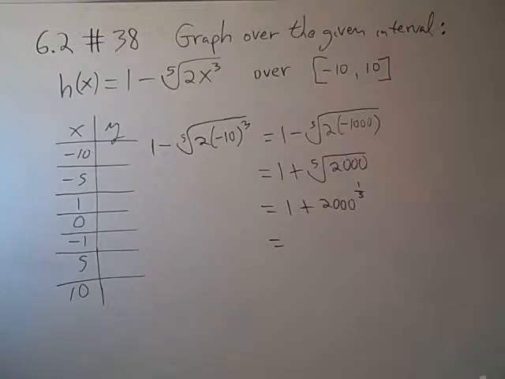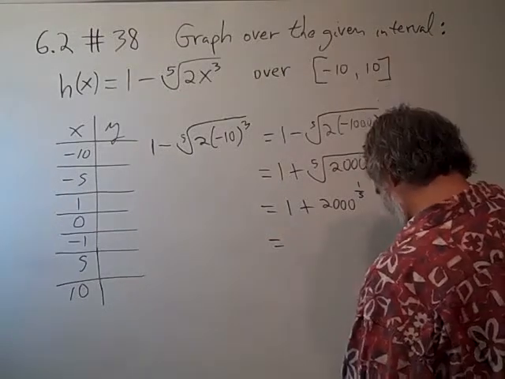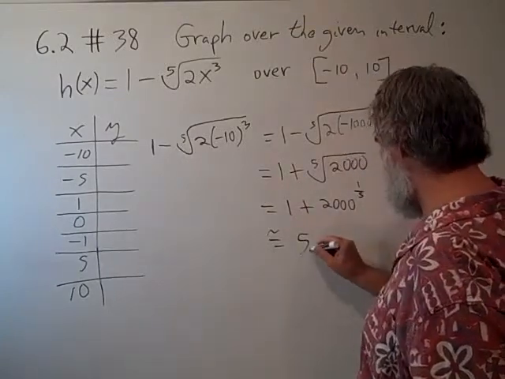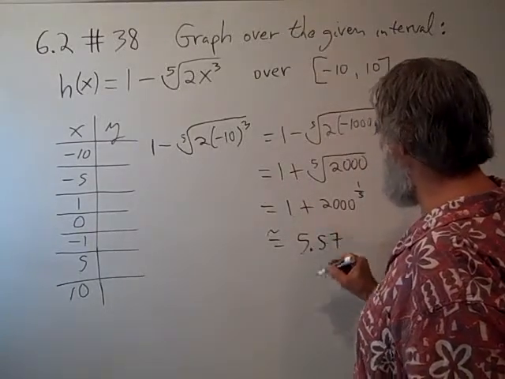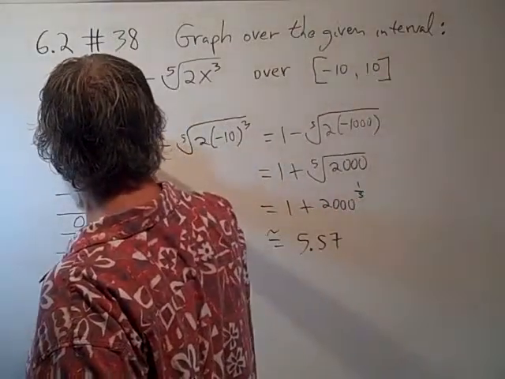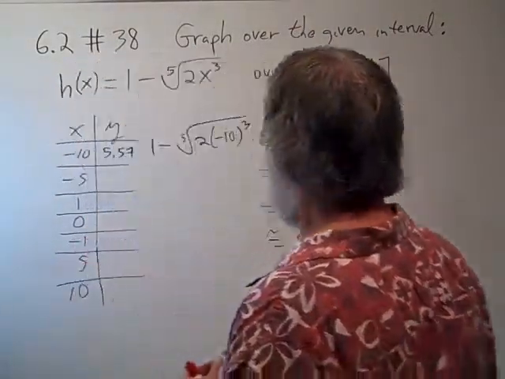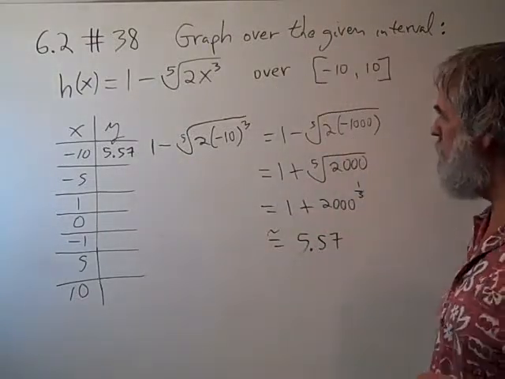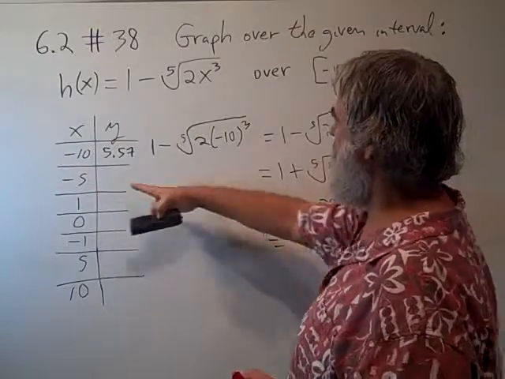And let's see, 2,000 to the 1/5 power is about 4.573, and if I add 1 to that, this is about 5.57 approximately. So that's our first entry. We've got a few more to go. Let's try negative 5 next.